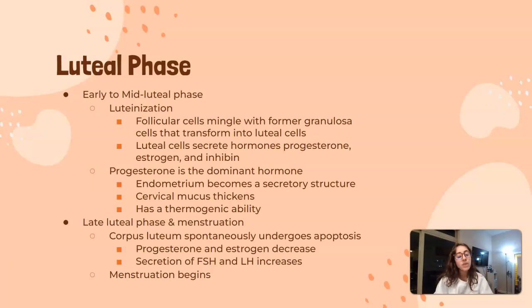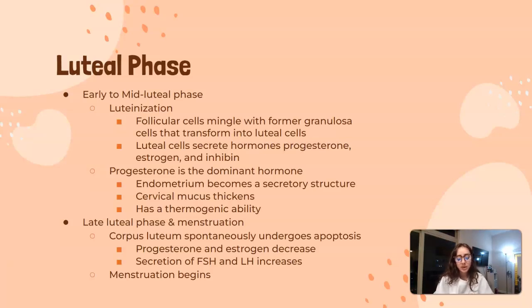If pregnancy does not occur after about 12 days, the corpus luteum spontaneously undergoes apoptosis, which is where the luteal cells degrade, and progesterone and estrogen production decrease. This fall removes the negative feedback signals to the pituitary and hypothalamus, so secretion of FSH and LH increases, and the corpus luteum becomes the corpus albicans, which is like the inactive version of it.